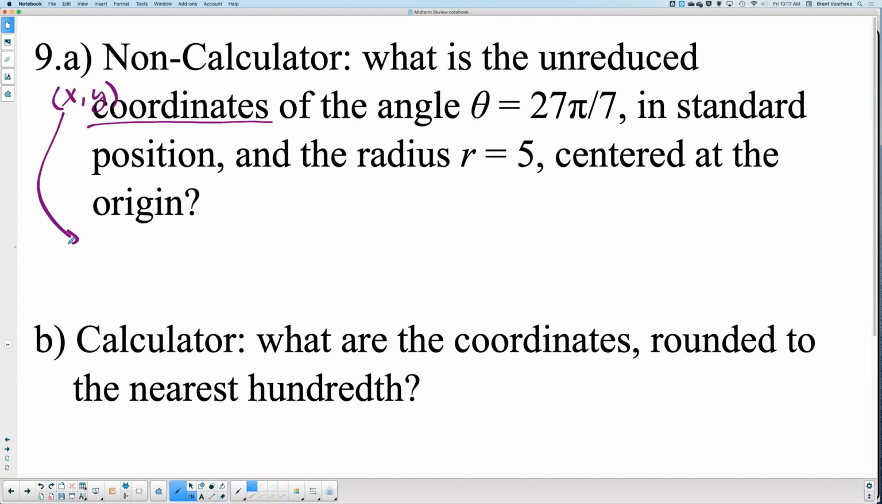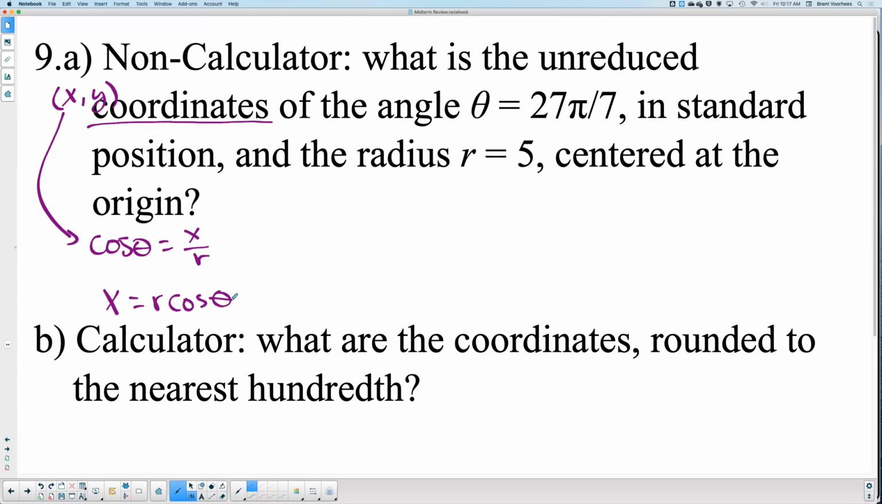To do this in perfect form, what is X? What do we usually say X is? X over R. That's cosine. I'm gonna do a little crazy math here. So cosine, truthfully, is not just X, it's X over R. Which means if I needed X isolated, how would I isolate that X? You multiply by R, and so X equals R times cosine theta.